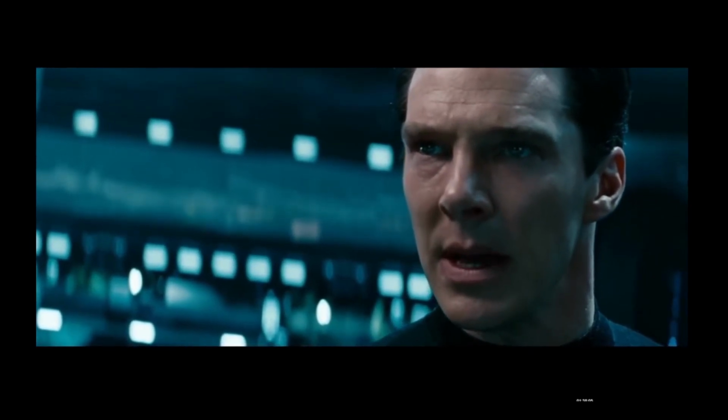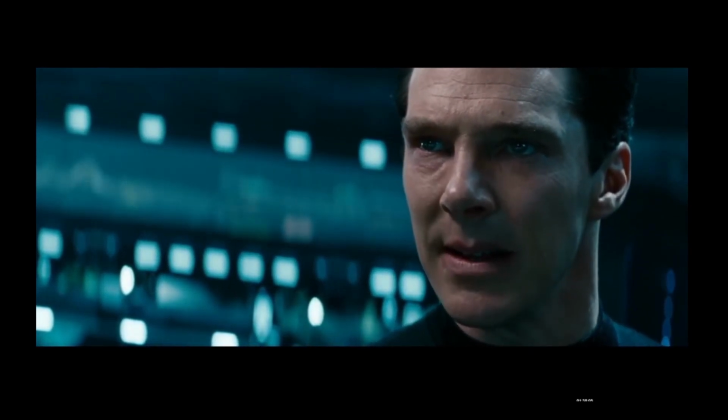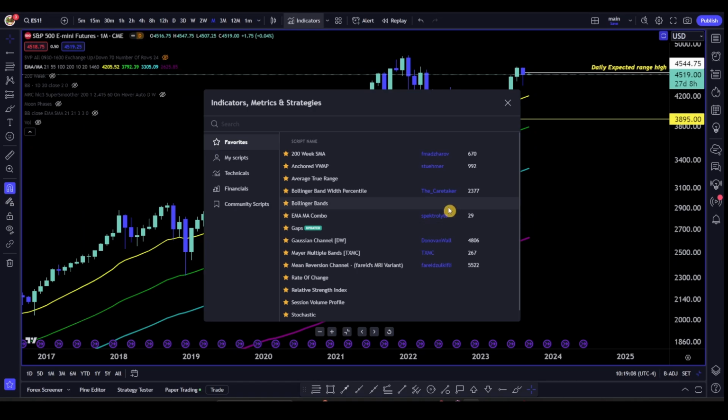Now, shall we begin? I got my indicators page pulled up here. I am using this indicator right here by Spectrolight, and it is an EMA-MA combo. What this does is it gives you 4 exponential moving averages, and those are the moving averages we are going to be talking about in this video, all right? But it also gives you 3 simple moving averages. So this way, it's all in one little tight package, and it ends up being one indicator.